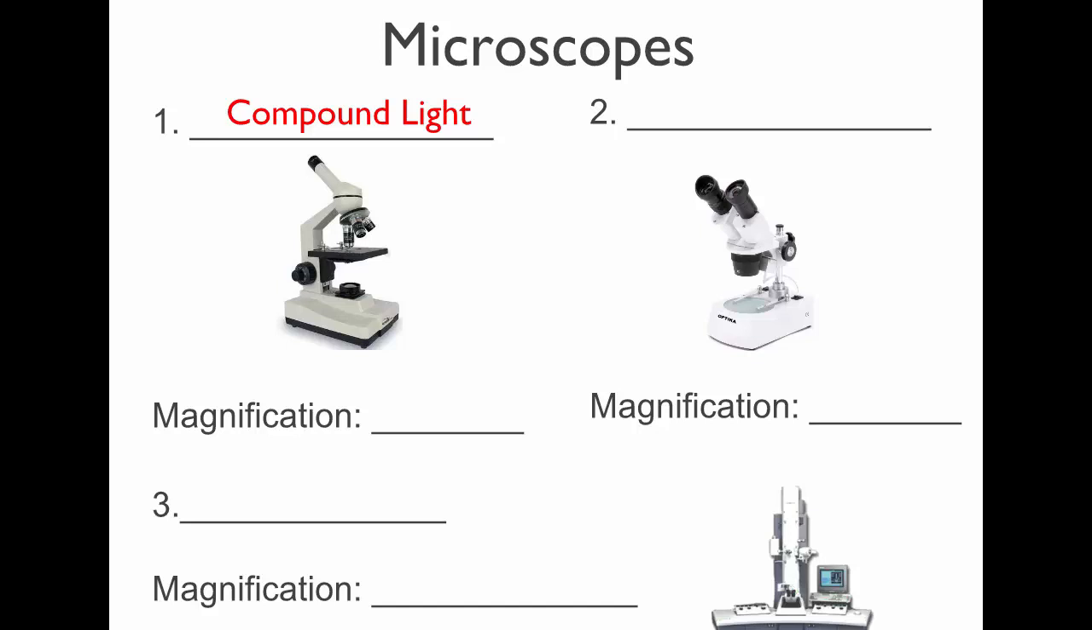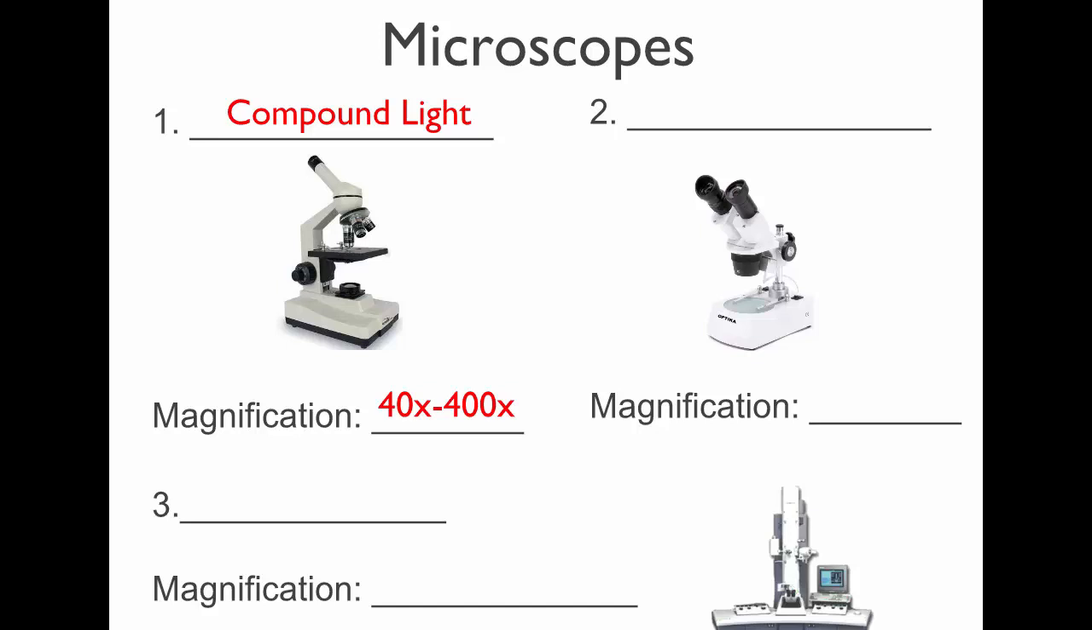A compound microscope is called that because it has two different lenses working together to magnify the image. There's a lens here and a lens here, and they both magnify the image. It's called a light microscope because light comes through the stage into the eyepiece to form the image. The microscopes that we use will be like this. These are the compound microscopes we'll use. And their magnification can go from 40 times to 400 times.